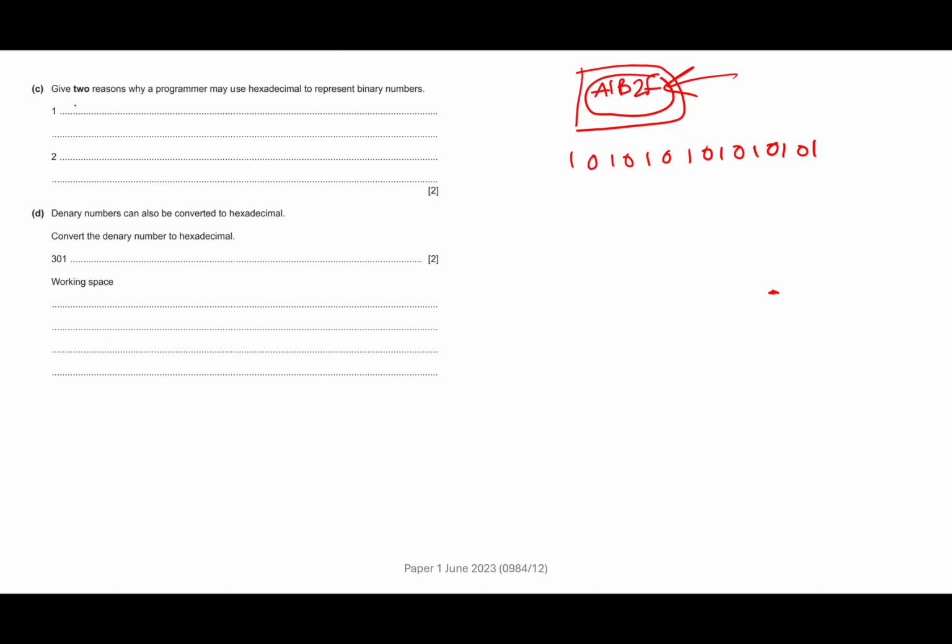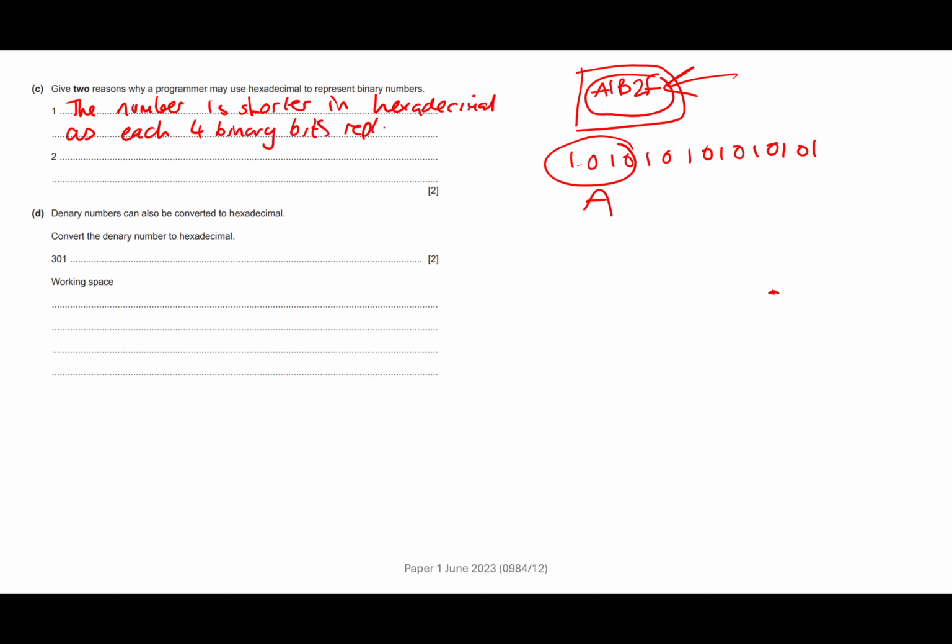So 2 reasons. The number is shorter in hexadecimal. So don't just say the number is shorter, we'll say it's shorter in hexadecimal, because each 4 binary digits is replaced with 1 hexadecimal character. In this case, 1010 is 10, is replaced with 8. The number is shorter in hexadecimal as each 4 binary bits is replaced with 1 hex character.